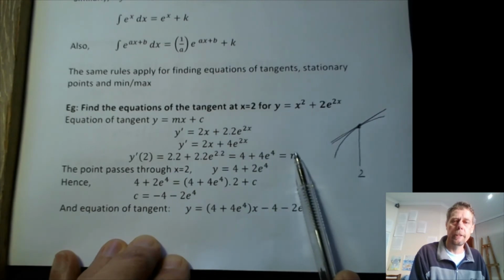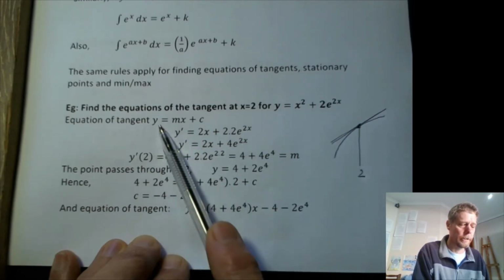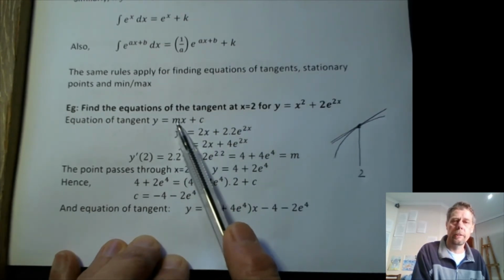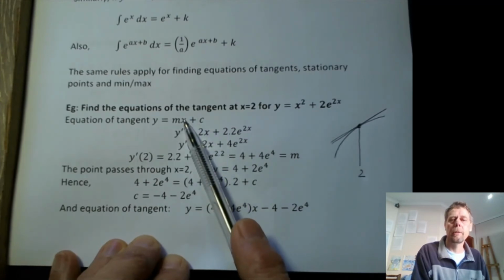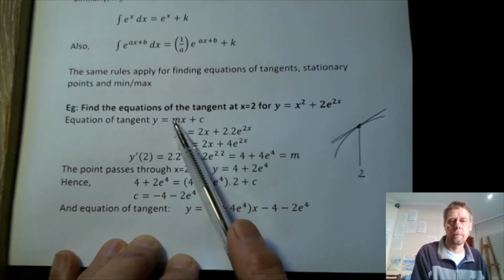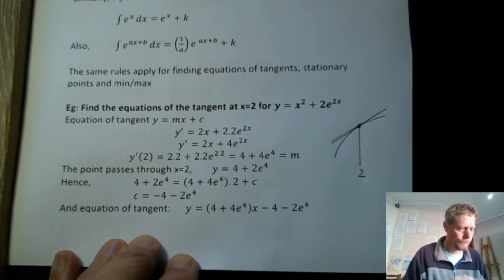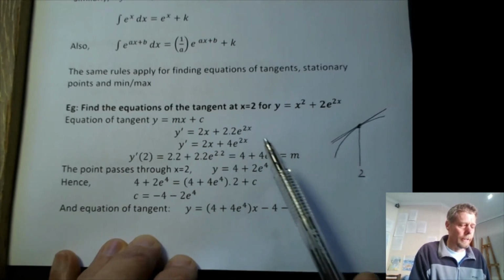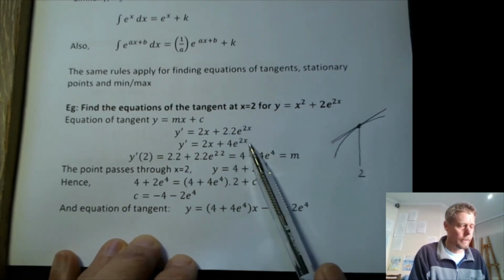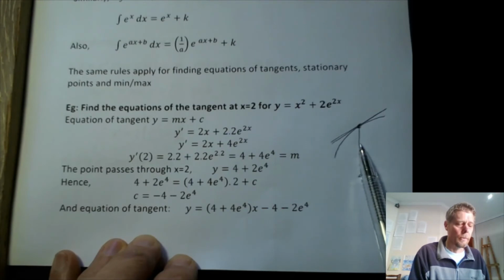Now the slope is my m in my equation here. So already I've got one of the 2 variables that I'm looking for. Remember, I'm not looking for x or y. I'm only looking for the equation of the tangent. So I'm looking for m and c. So where do we go from here? We've now found m. We need to know the coordinates of the point.